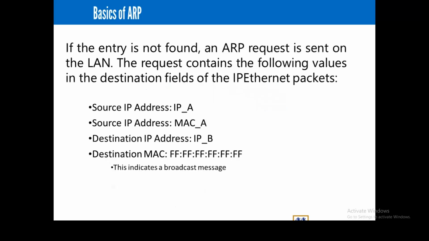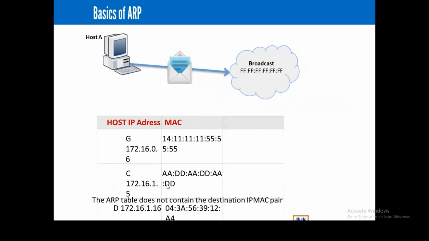If the entry is not found, an ARP request is sent on the LAN. The request contains the following values: the destination field of the IP Ethernet packets. So these are the various values for the request. As you can see being displayed, we have the host IP address column and the MAC column. You can see the ARP table does not contain the destination IP-MAC pair. So let's proceed.